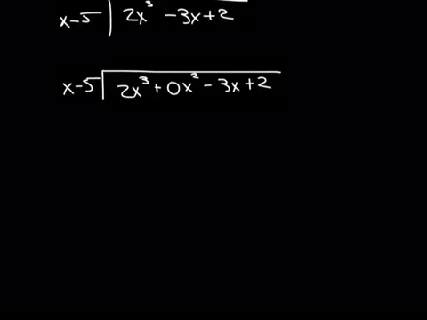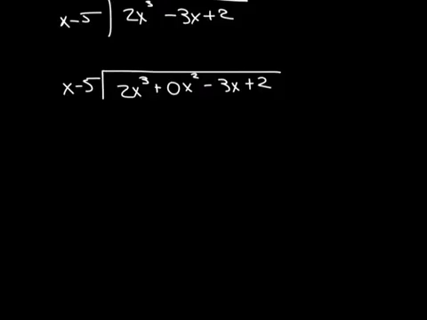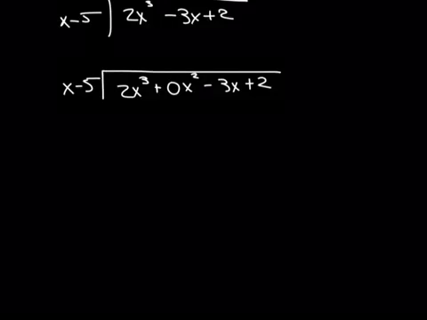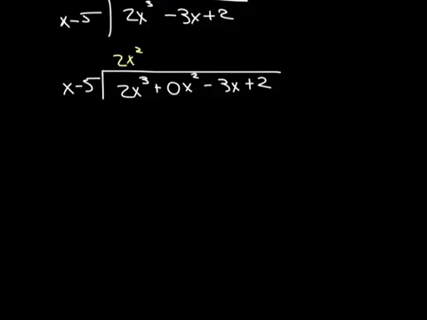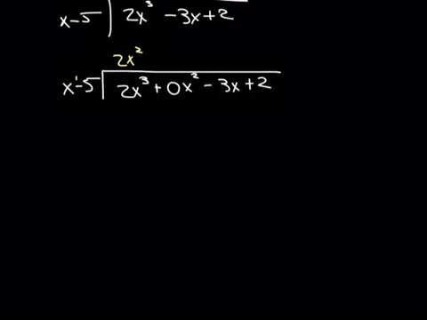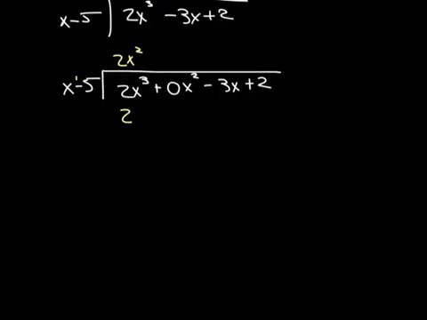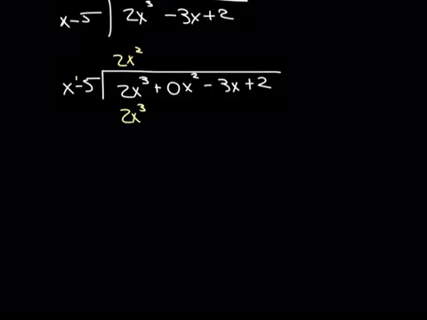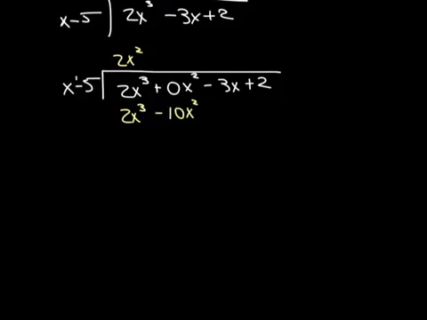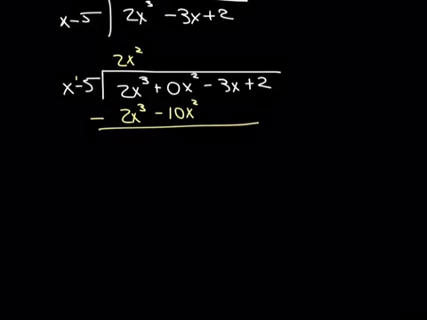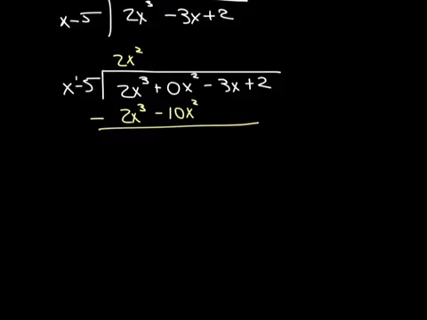So x goes into this one 2x squared, because remember this is a 1, 3 minus 1 is 2. Now I multiply 2x squared times x, and I get 2x cubed. 2x squared times negative 5 is negative 10x squared, line minus. Those go away.